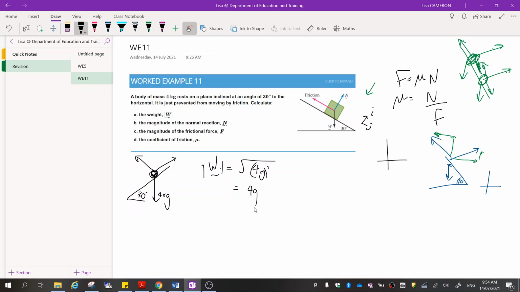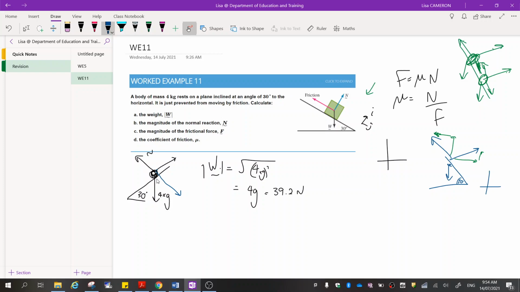Now, that's going to just give you 4g. So that's going to be 4 times 9.8. So the weight force is 39.2 newtons. Now, we're going to find the magnitude of the normal reaction. So this is the normal force. Its opposite is going to be this way.